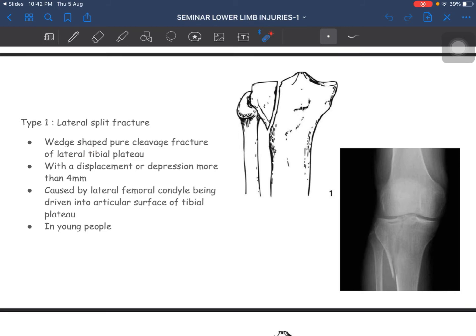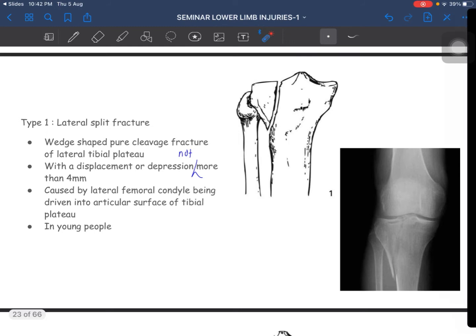So wedge shaped pure cleavage of the lateral tibial plateau with a displacement or depression of not more than 5 mm. It should be less than 5 mm, then only we can classify it as type 1. It is usually caused by the lateral femoral condyle being driven into the articular surface of the tibial plateau, and is common among young people.